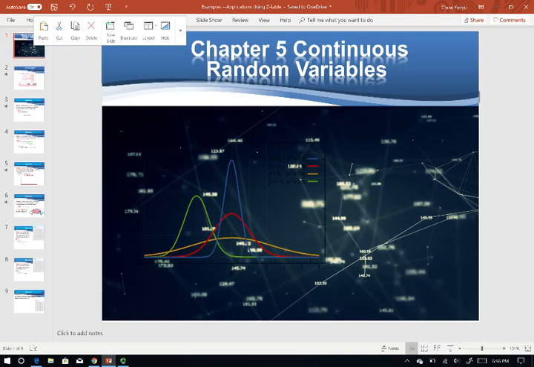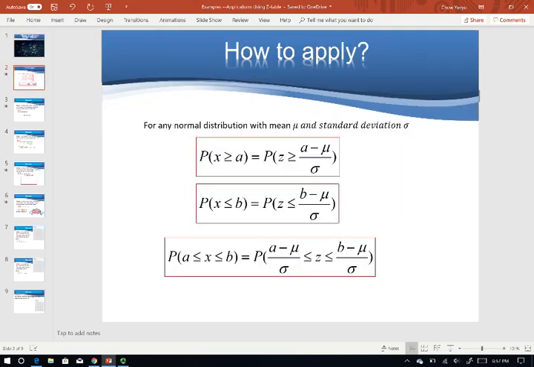I will show you how to apply the concept in Chapter 5 to solve real problems. As we know, normal distribution is the most widely used distribution in the world. And for any normal distribution with mean, mu, and standard deviation, sigma, we can use the z-formula to calculate the z-score: X minus mean divided by standard deviation, sigma.